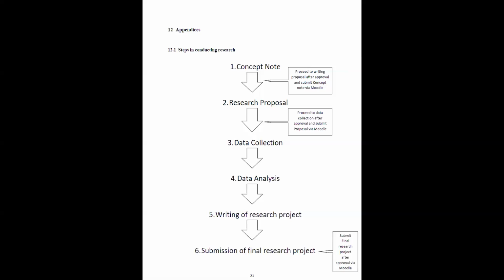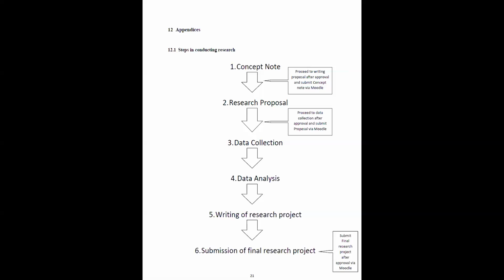So let's understand this process very, very clearly. Because we have had problems with students who don't understand this process, where they talk of chapters. Now I'm writing chapter 1, I'm writing chapter 2, I'm writing chapter 3, I'm writing chapter 4. It's not about chapters. Research is about following these steps, where you have a concept note, which is your idea. Then if your idea is approved, you proceed to write a proposal, and it's about that idea. You collect your data, you analyze your data, you write your research project, which is now chapters. Chapter 1, chapter 2, chapter 3, chapter 4, chapter 5. Then when your research is approved, you then submit your final research project for marking.